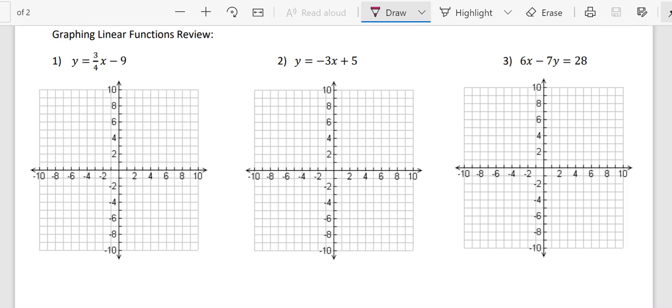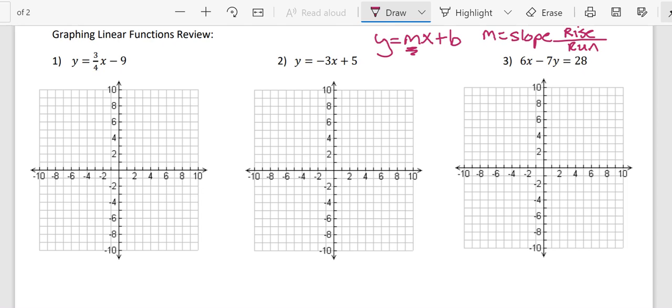Guys, this is just going to be a quick review of graphing linear functions. The key thing you should remember when you're graphing linear functions is that we always want it to look like this. We want it to be in that y equals mx plus b form. And hopefully you remember that the m was the slope. And the slope always told us the rise over the run.